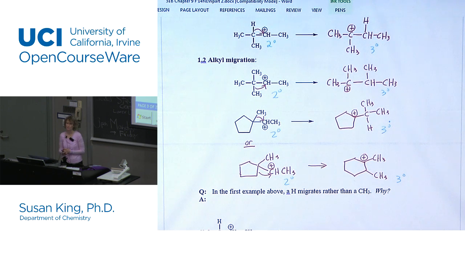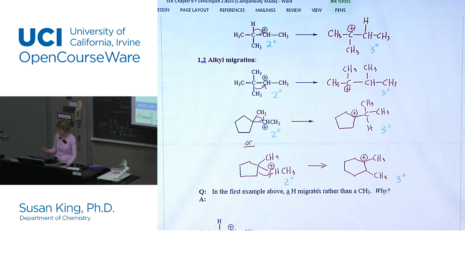Question? Which one is more favored, the second? The second one is going to give you a tetrasubstituted alkene. So the most stable product is going to come from this carbocation. Okay, yeah? Do all migrations move to a carbon directly adjacent? Yes. We're not going to see them moving 2 carbons over, just 1 carbon over.